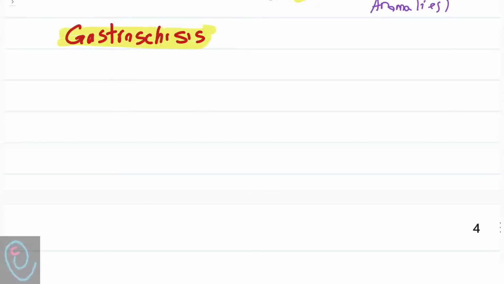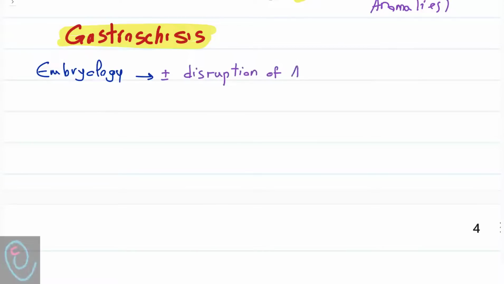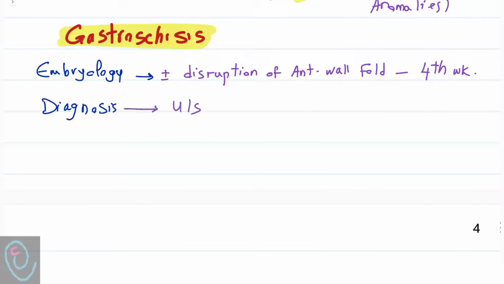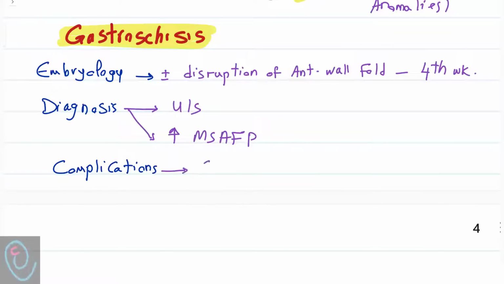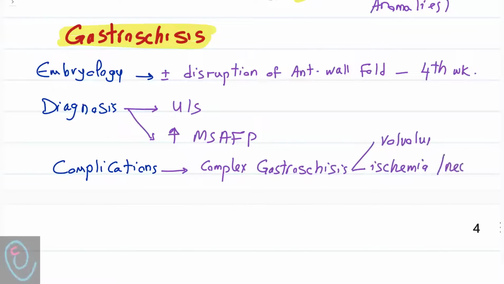The other anterior wall defect is gastroschisis. Embryologically, it may result from disruption of the lateral body wall folds in the 4th week of development. Diagnosis requires ultrasound features. In addition, there is a rise in maternal serum alpha-fetoprotein. When complications occur, it is called complex gastroschisis. Complications include volvulus and ischemia or necrosis.